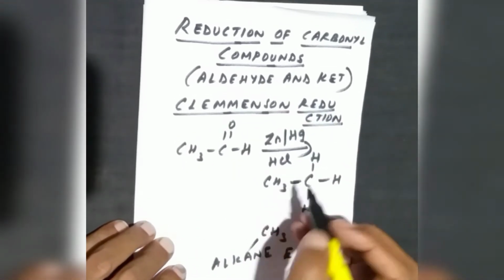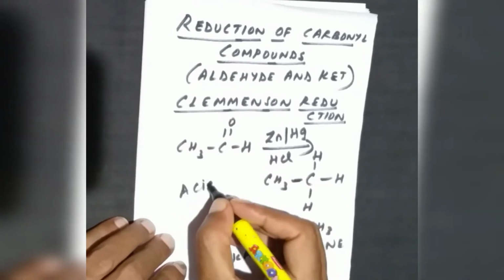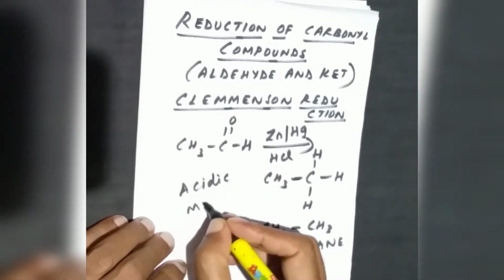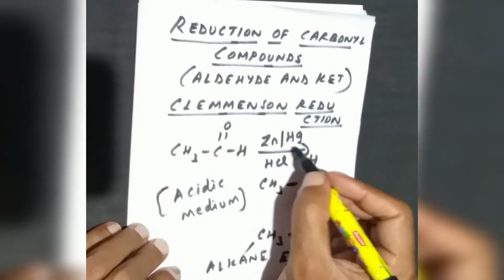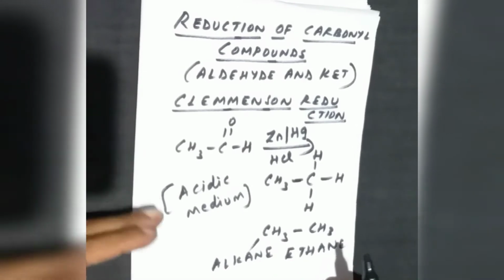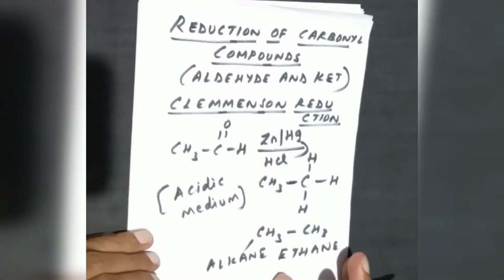So this reaction is known as the Clemmensen reduction. The most important thing is that HCl provides an acidic medium. This reaction takes place in an acidic medium, and the reagent is zinc and mercury. In the next class we will see how it works, the mechanism of the Clemmensen reduction.